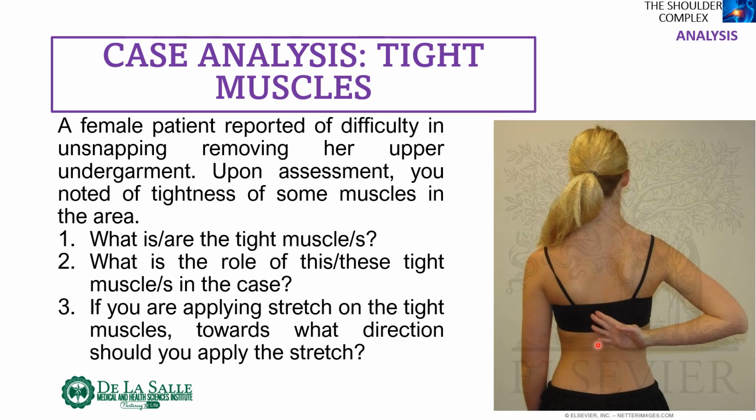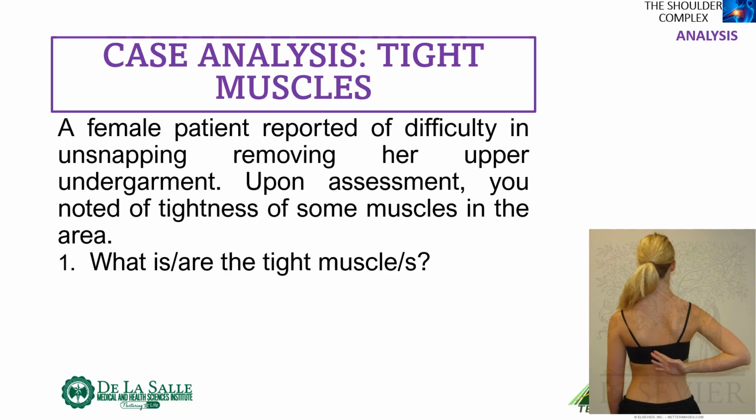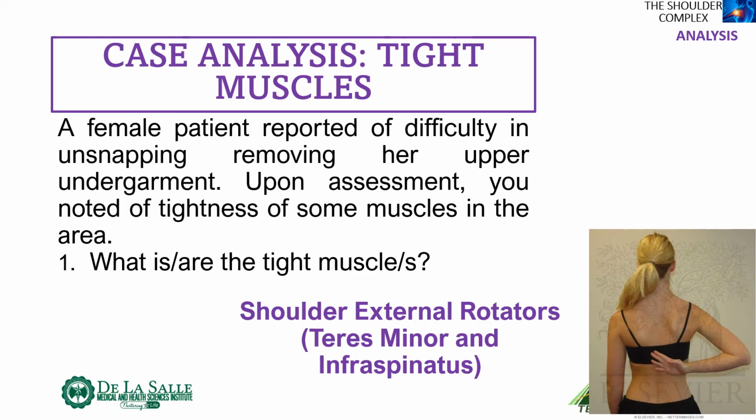Again, you may pause this video, try to answer the question first, then play it again to know the right answer. For the tight muscles, we have your shoulder external rotators. So specifically your teres minor and infraspinatus.